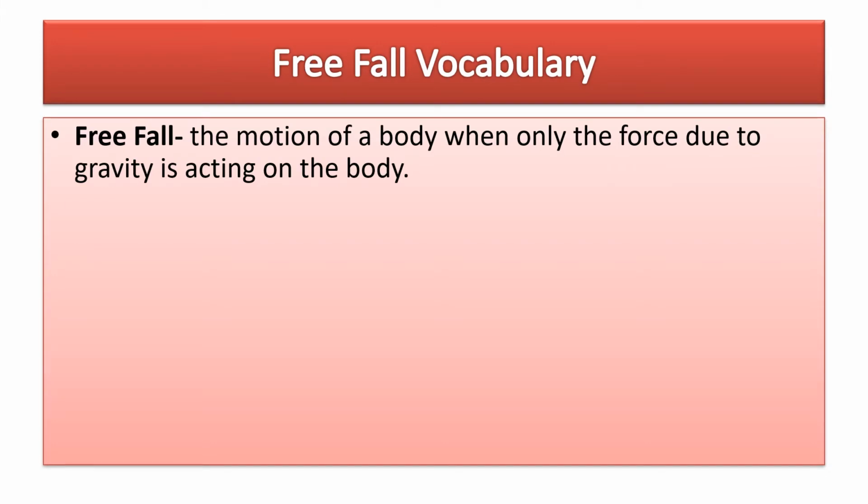So before we do some word problems, I do like to talk about some free fall vocabulary. Free fall is the motion of a body when only the force due to gravity is acting on the body. We're going to talk about free body diagrams a little bit later. It looks something like this. You only have the force due to gravity and you neglect air resistance here. So freely falling means there's no air resistance.